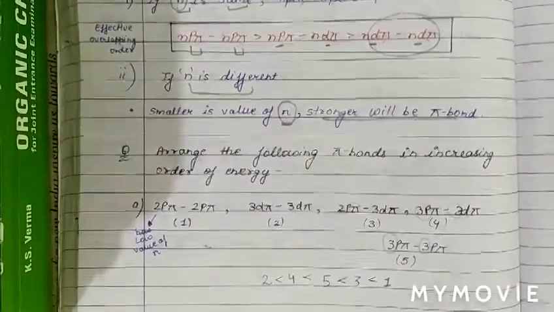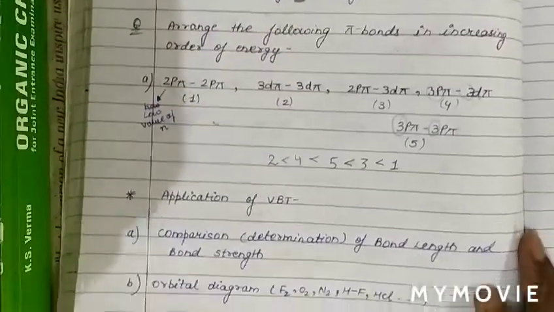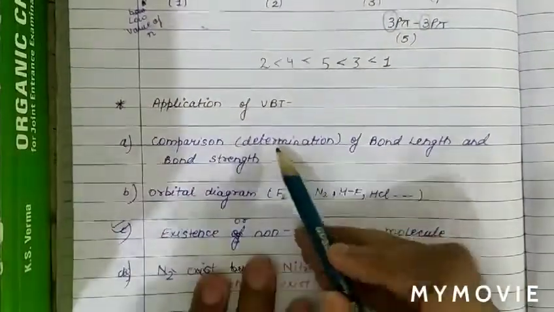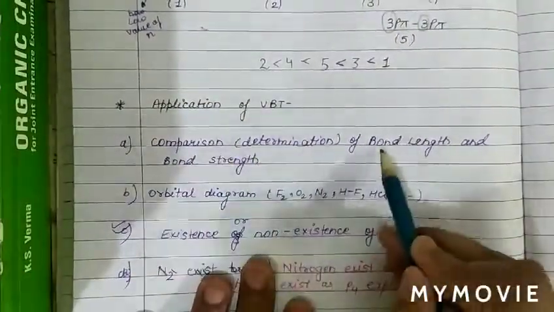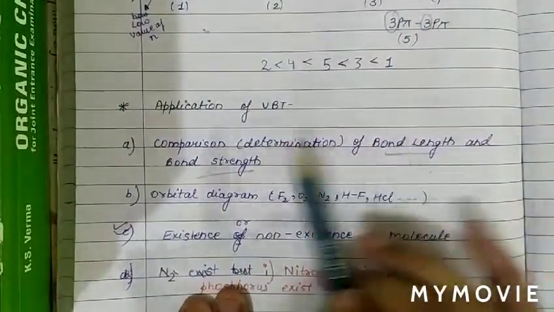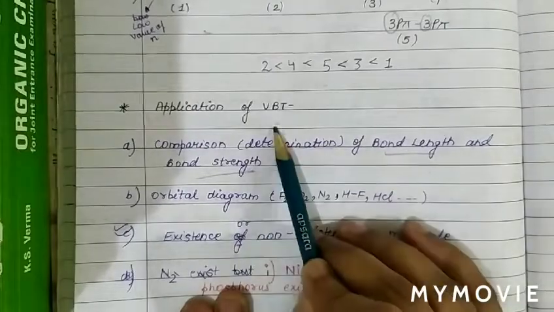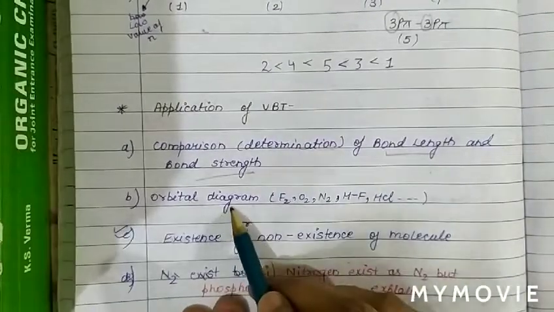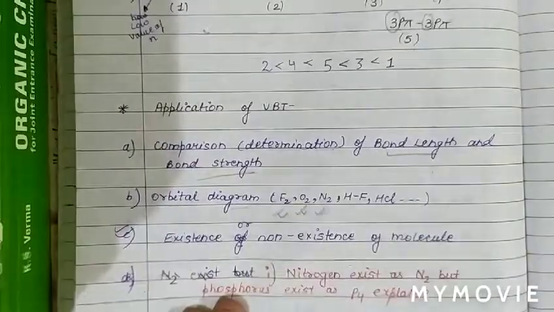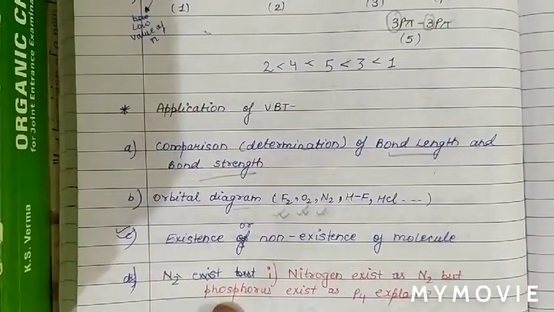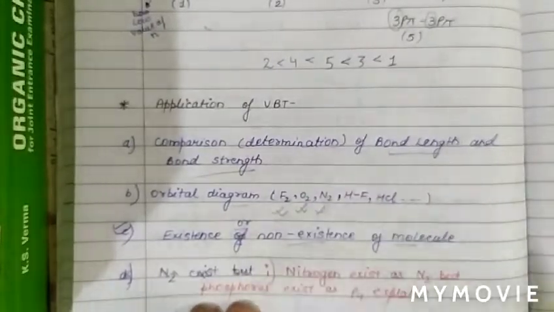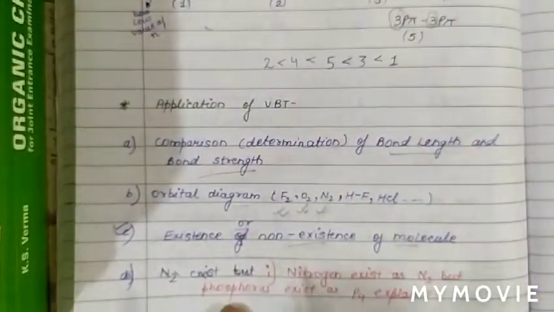Now we discuss some applications of VBT. Applications of VBT: we have compared the bond length and bond strength as per VBT. So bond energy and bond length can be compared using VBT. Orbital diagrams we have discussed for fluorine, O2, N2, HF, HCl, etc. This is also an application of VBT. Existence or non-existence of a molecule is also decided on the basis of valence bond theory.